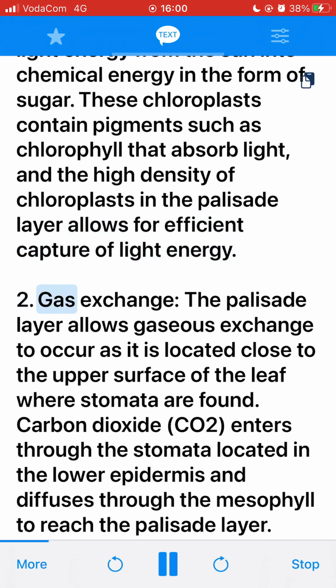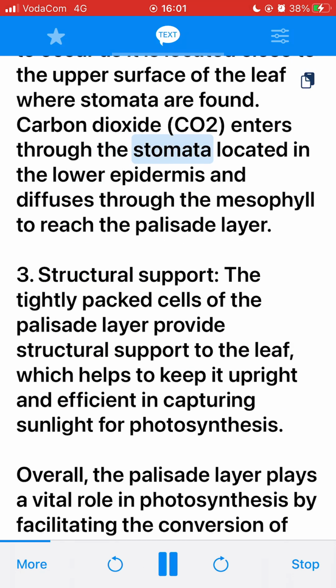2. Gas exchange. The palisade layer allows gaseous exchange to occur as it is located close to the upper surface of the leaf where stomata are found. Carbon dioxide, CO2, enters through the stomata located in the lower epidermis and diffuses through the mesophyll to reach the palisade layer.